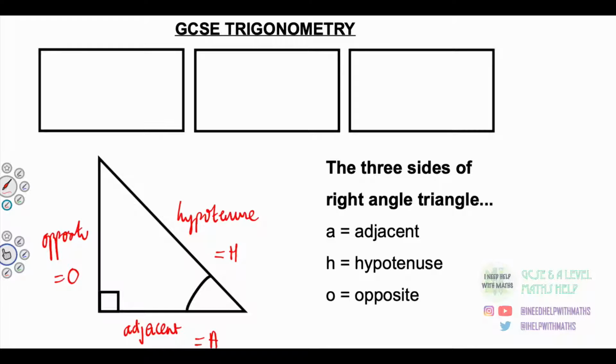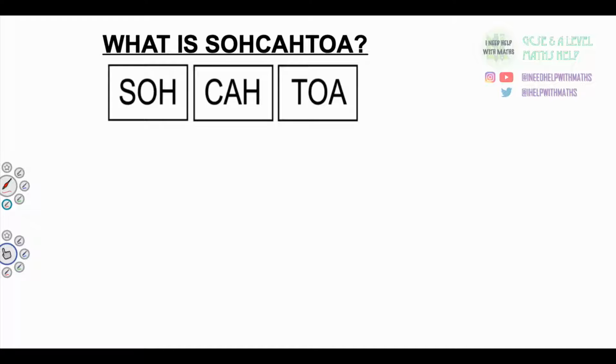Now trigonometry has three ratios: sine, cos and tan. And the way you remember them is by using SOHCAHTOA. So let's have a look at what SOHCAHTOA is. SOH is the relationship between the opposite and the hypotenuse side, and what it says is S stands for sine, and sine of an angle, which we'll just call x, is equal to the opposite side divided by the hypotenuse.